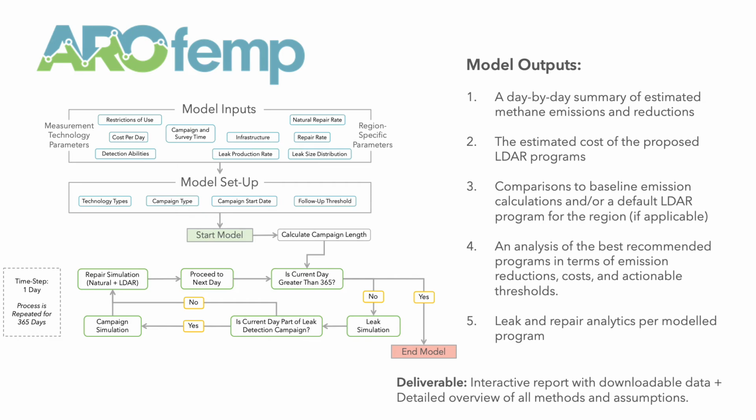Has your company set a methane reduction timeline? We can model campaign types and their respective timelines to ensure you are on track to meet your emissions reduction targets. Once the inputs are collected, the model is run on a one-day time-step basis, simulating campaigns and their outcomes along the way. Model outputs include a day-by-day summary of estimated methane emissions totals, estimated costs, comparison of programs to baseline, and recommendations on emissions management program designs in terms of total reductions, cost, and actionable thresholds.